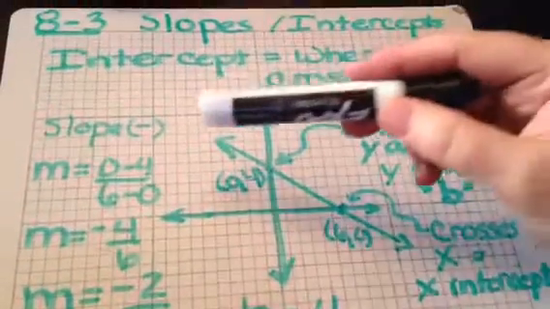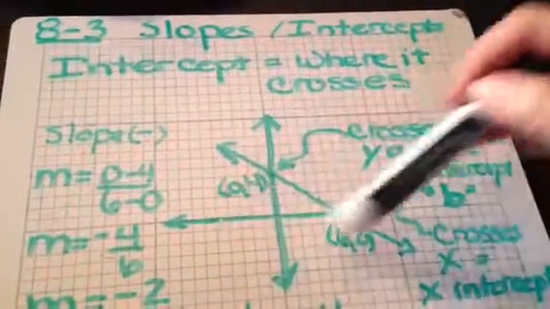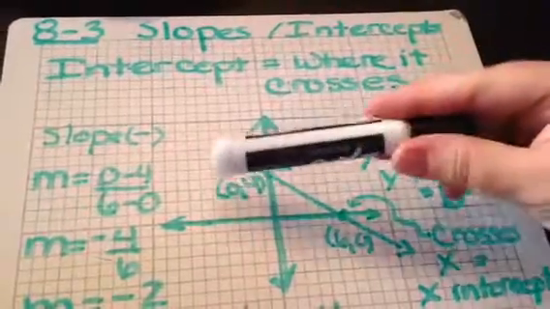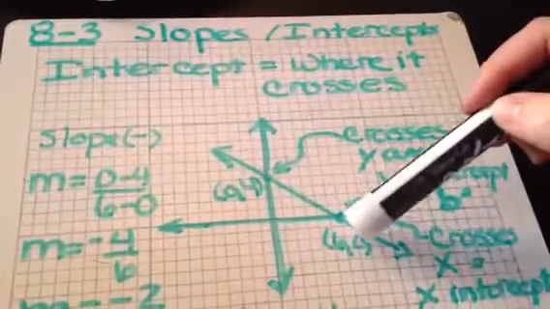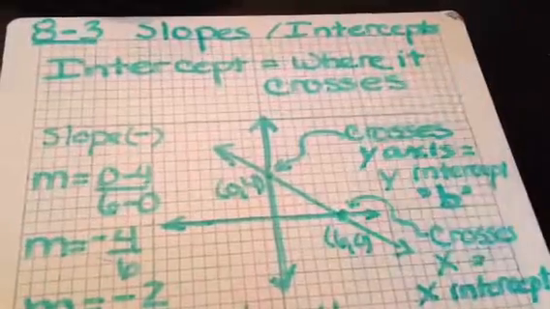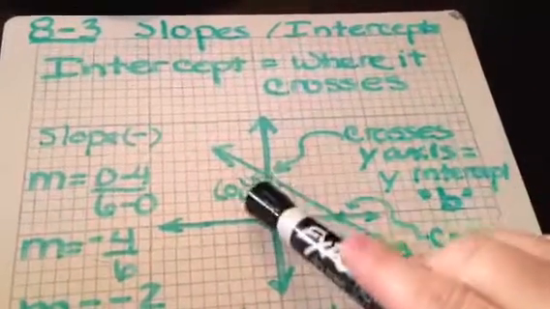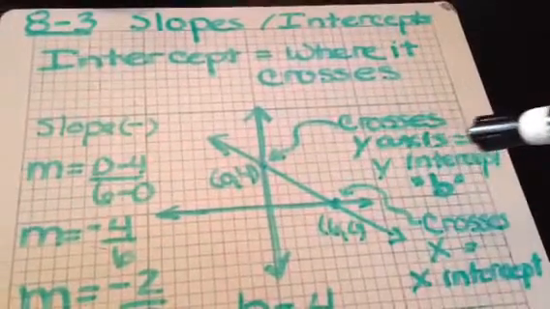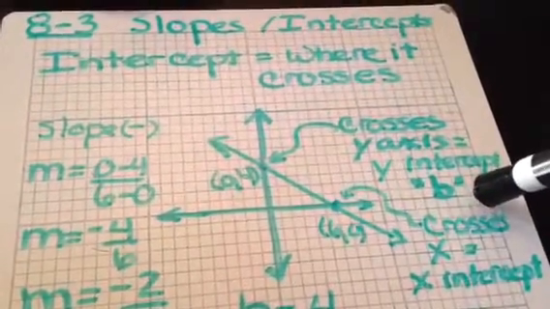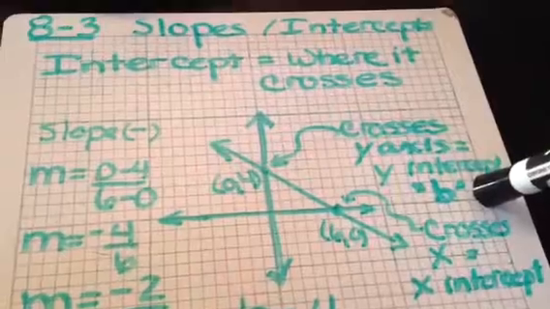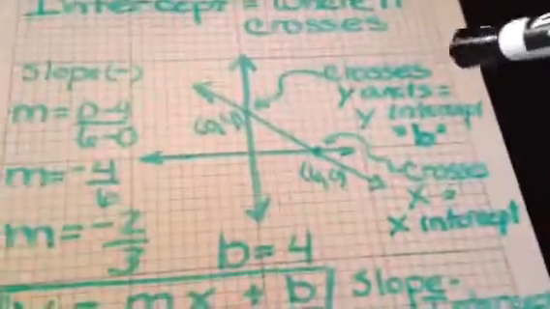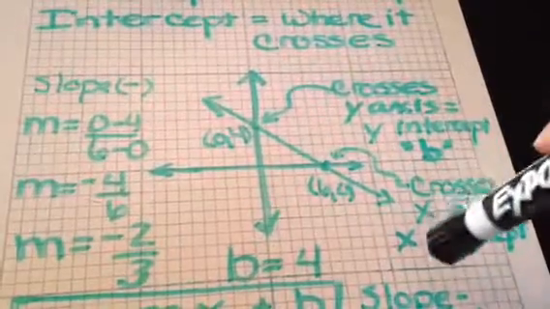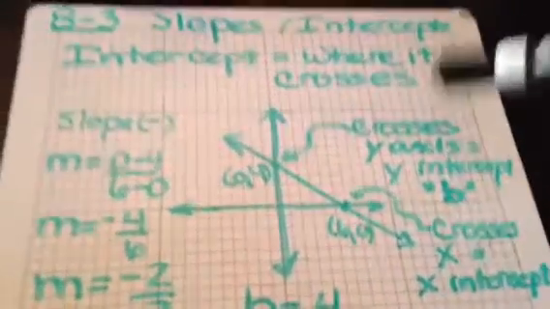Here I have a line drawn in my axis, and this line crosses the y-axis here, so at (0, 4), and it crosses the x-axis here at (6, 0). So this point here is where it crosses the y-axis, so it's called the y-intercept, and that gets its own special letter. We call it b. All right. Then we have this guy here. This is where it crosses the x-axis, so that's the x-intercept.